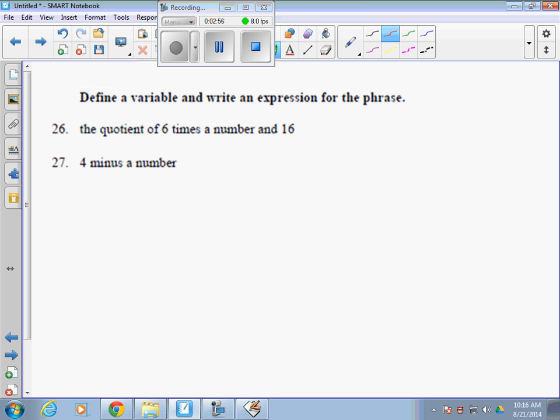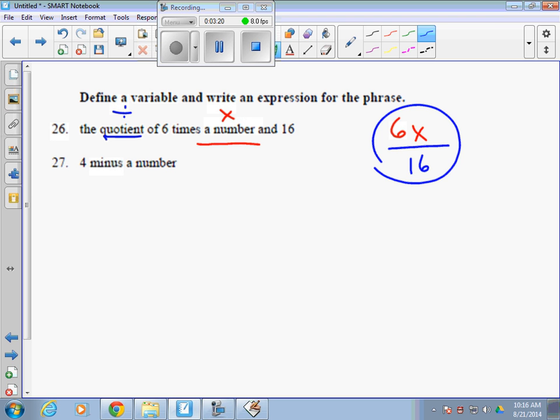26 and 7, you're doing the exact same thing, except you're writing the expression with the phrase. It says the quotient of 6 times a number. So 6 times a number, we'll call that x. So 6x, or 6 times x. And quotient, remember, is a keyword that means to divide. So divided by 16. The quotient of 6 times a number and 16.